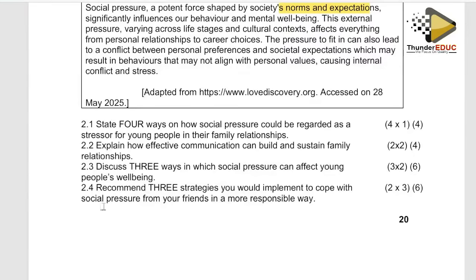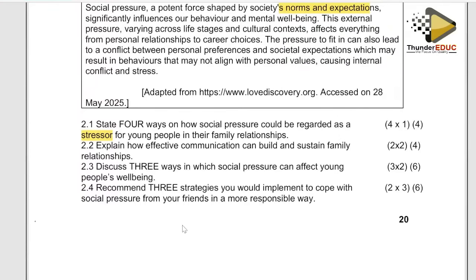All right. Now, the first thing, 2.1, says state 4 ways on how social pressure could be regarded as a stressor. So our keyword there, we are going to highlight, is stressor. So how can social pressure be regarded as a stressor for young people in their family relationship? So I'll start with the first.